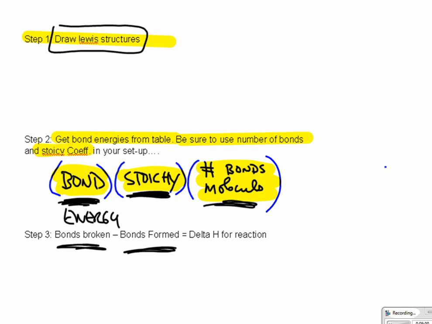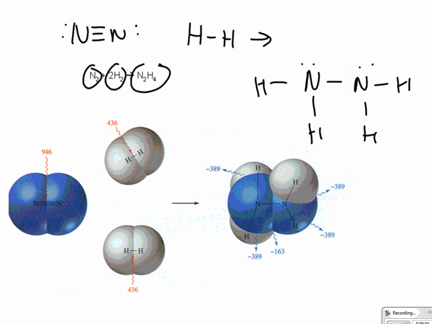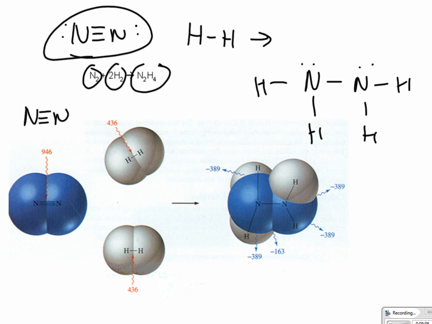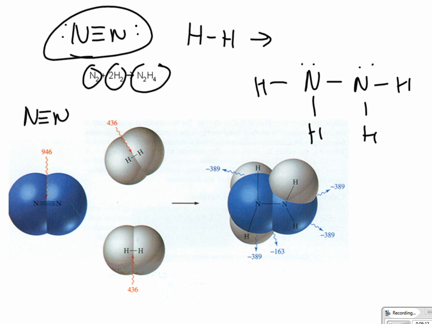So if I look right here, I'm going to do one of these. This molecule right here contains a nitrogen triple bond. So to break that, I look at my chart. That's going to be 946 in energy. So I would go 946. How many do I see? I see one triple bond in the molecule, so that's 1. And then finally, the stoichiometric coefficient in that case would be 1. So for this whole thing, it would be 946.